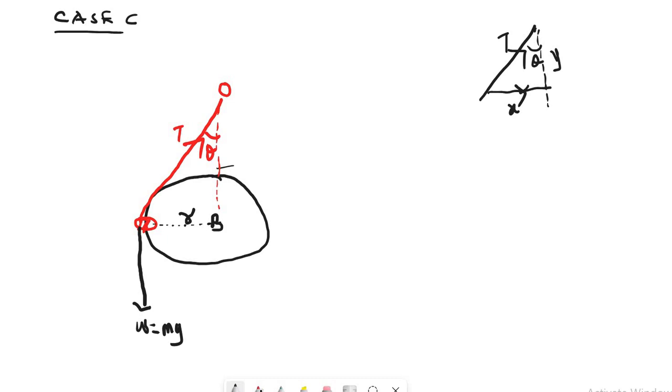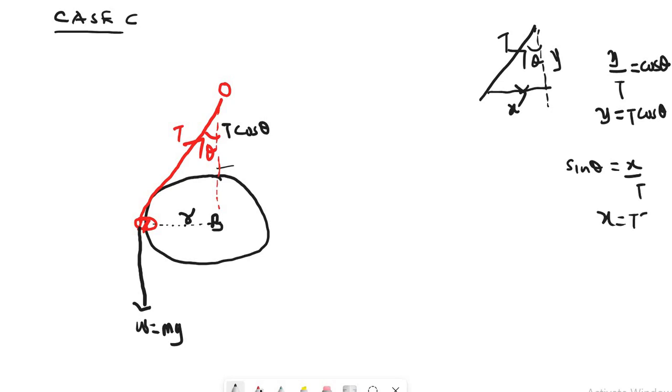This is vertical, this is horizontal. Vertical will be adjacent over hypotenuse, equal to cos theta. So when we resolve T vertically in this context, I have T cos theta. Let me resolve it horizontally. Sine theta equals opposite over hypotenuse. If we resolve T horizontally, I have T sine theta. You take note of that.